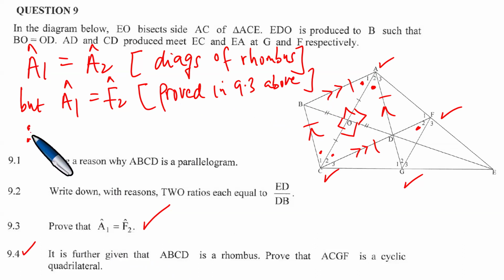And this is pretty nice. It's a nice proof. Very nice proof. Therefore, A1 equals A2 and A1 equals F2. That means therefore the angle A2 is equal to the angle F2. So we've proven the angle A2 equals the angle F2.